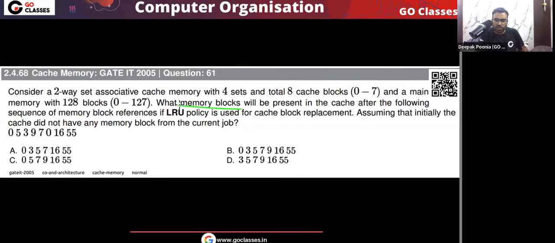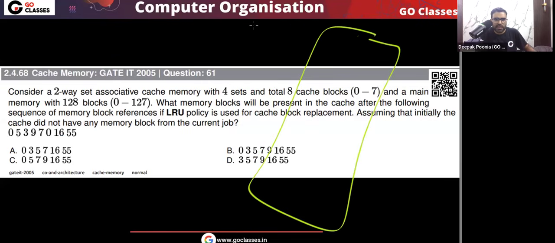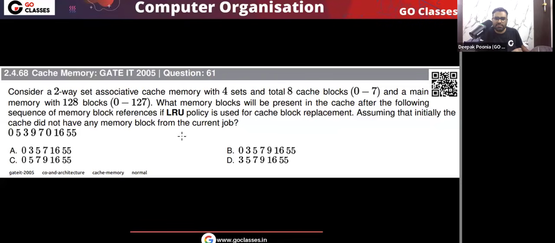And the question is asking what memory blocks will be present in the cache at the end of this sequence if we use the LRU policy for block replacement, assuming the initial cache doesn't have any memory block from the current job. Means initially the cache memory is empty. Or I can say that initially all the cache lines have valid bit equal to 0, means initially all the lines are invalid. So basically you can assume that initially the cache memory is empty.